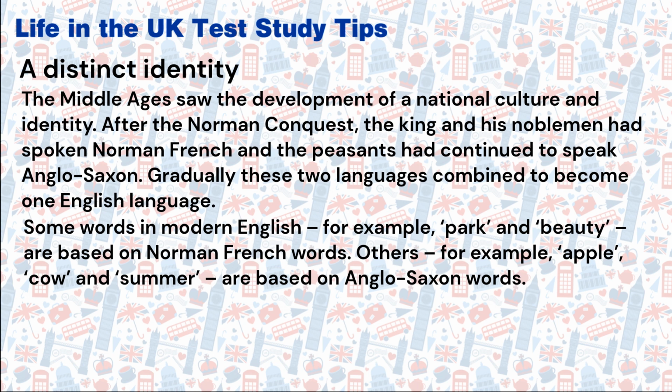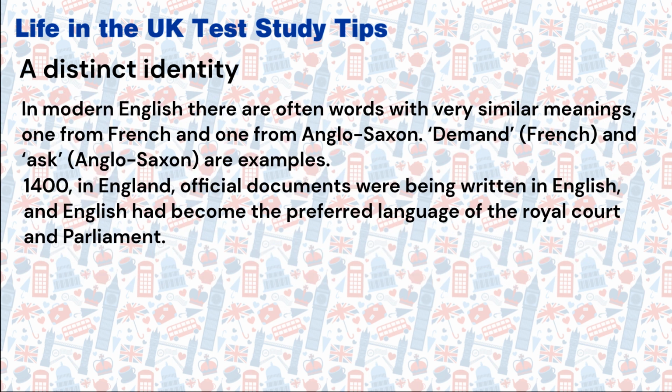Some words in modern English, for example, park and beauty, are based on Norman French words. Others, for example, apple, cow, and summer, are based on Anglo-Saxon words. In modern English there are often words with very similar meanings, one from French and one from Anglo-Saxon. Demand, French, and ask, Anglo-Saxon, are examples. By 1400, in England, official documents were being written in English, and English had become the preferred language of the royal court and parliament.